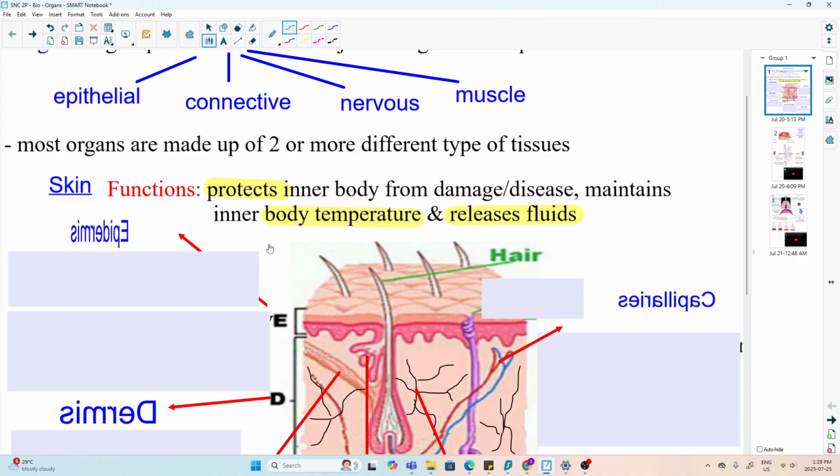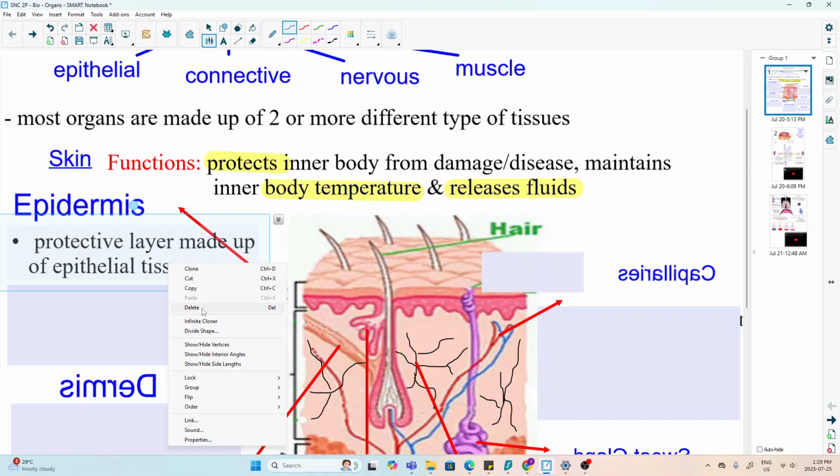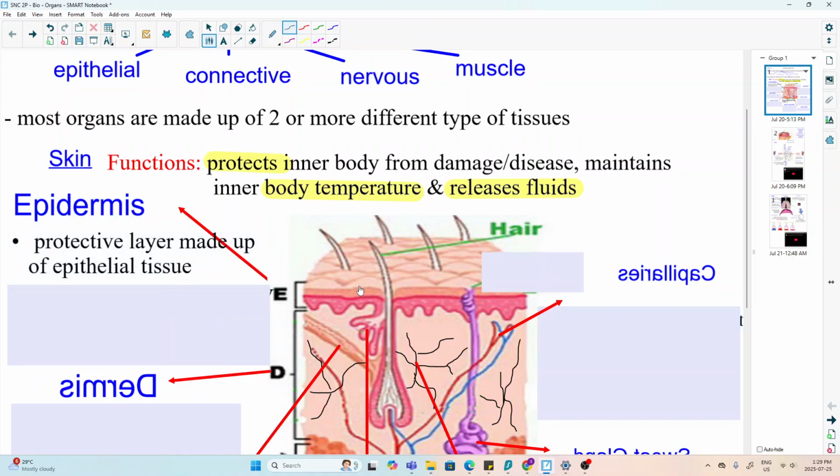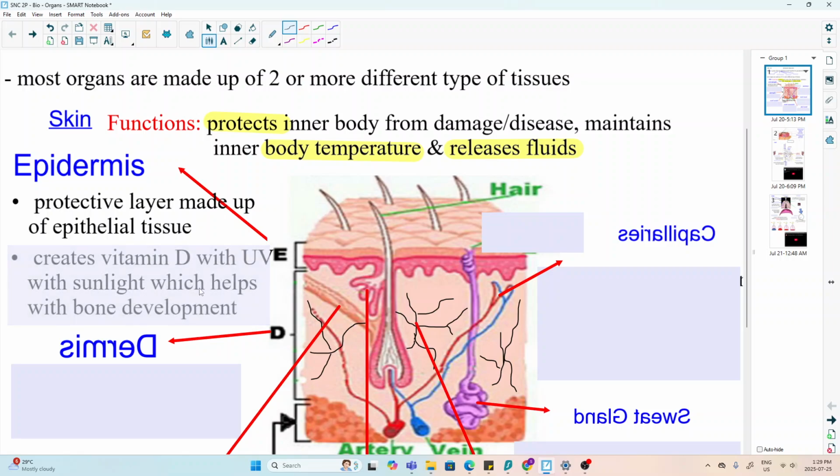Let's take a look at the parts. The top layer is called the epidermis, that's the protective top layer. The skin that you're touching right now, if you touch your arm, that's the epidermis. The epidermis creates vitamin D with sunlight, and vitamin D is important for bone development.